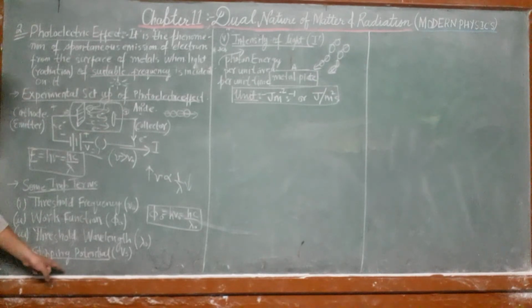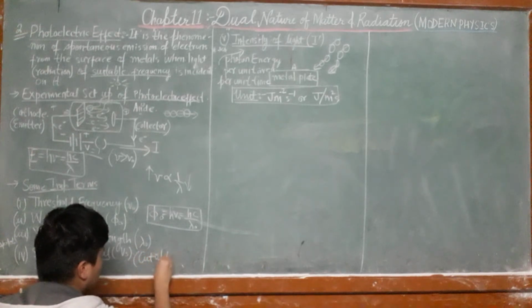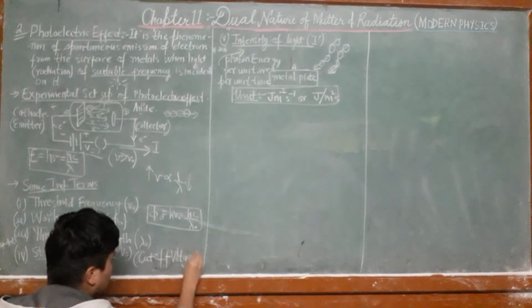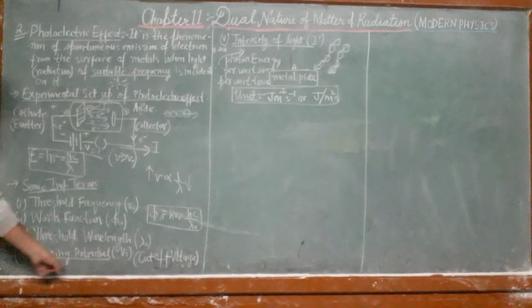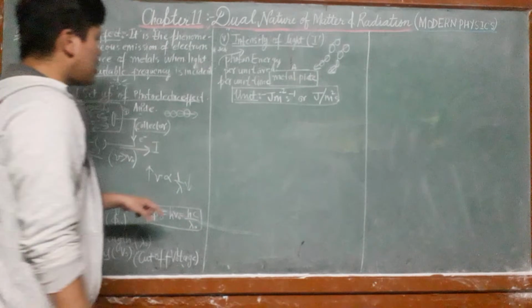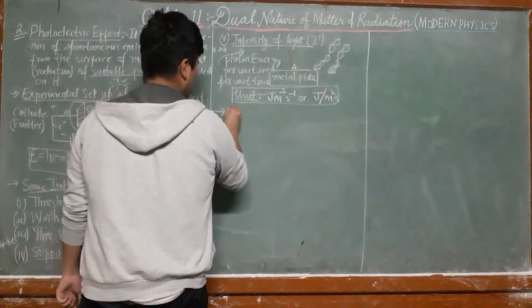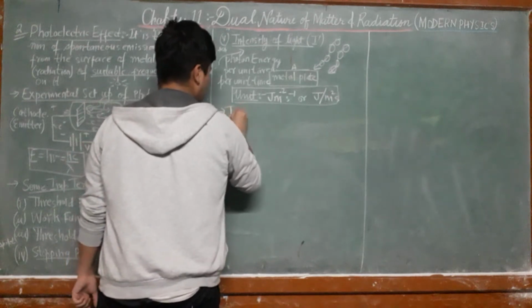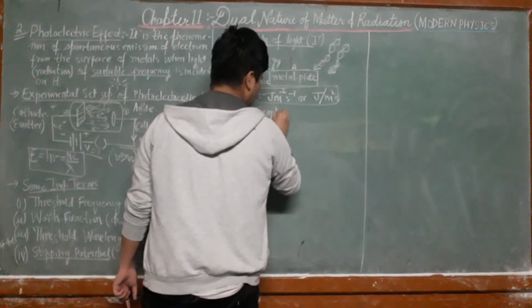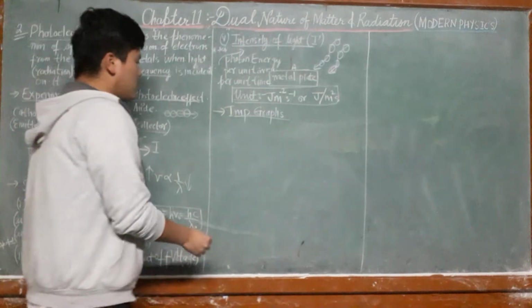Stopping potential is also called cut off voltage. Now, some important graphs.